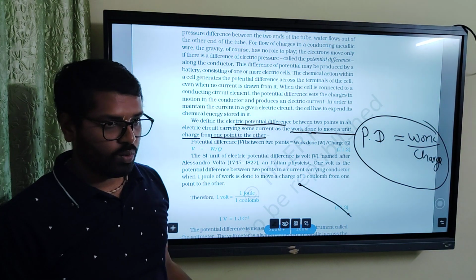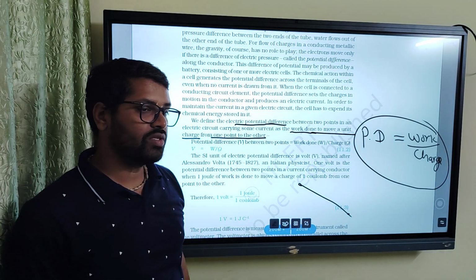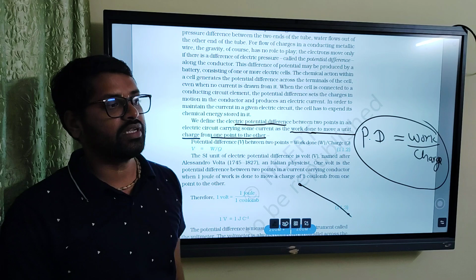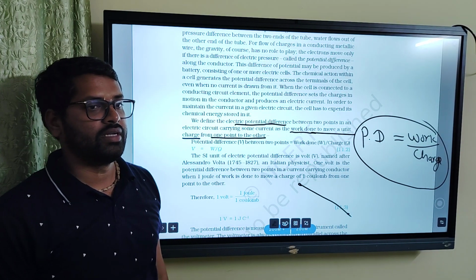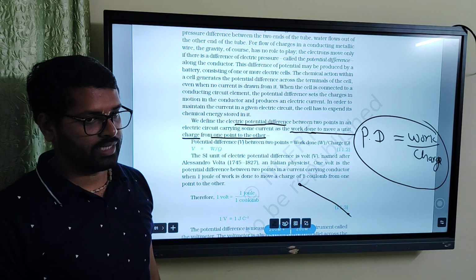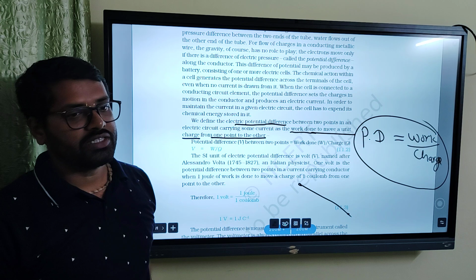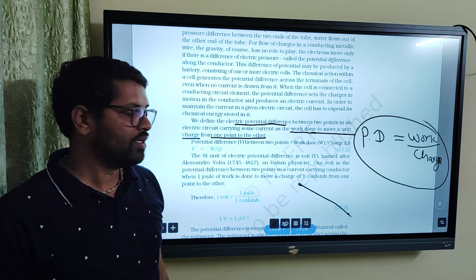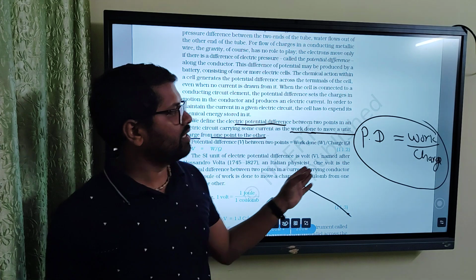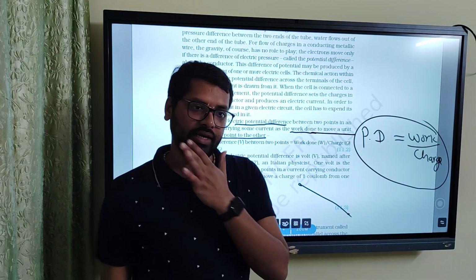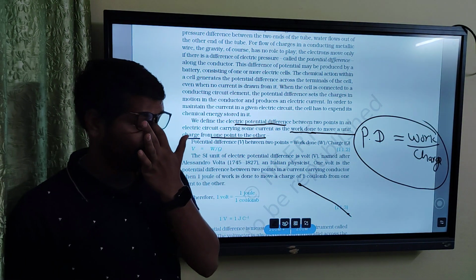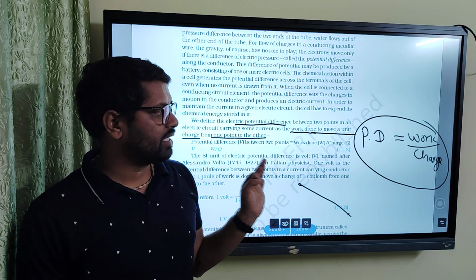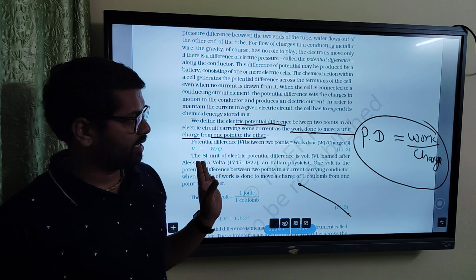Correct? Work done. Now in 9th standard also, you might have seen work done. What is the unit of work done? SI unit of work: Joule. Correct? What is the SI unit of energy? Joule only. So Joule is the SI unit of work or energy. Simple it is. In physics, many times we use work or energy, and the SI unit of work and energy both are Joule. Correct?